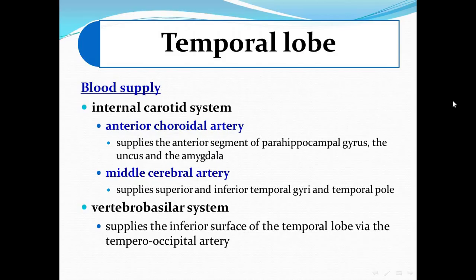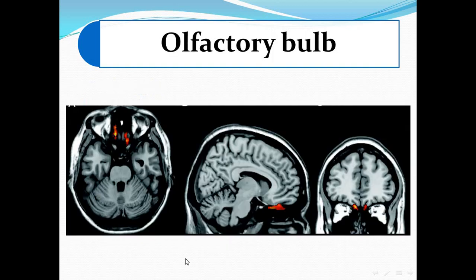The temporal lobe is different from the other three lobes because it's supplied by two cerebral blood supplies, which are the internal carotid artery system and the vertebro-basilar artery system. The internal carotid artery system gives the anterior choroidal artery and the middle cerebral artery, which supply the temporal lobe, and the vertebro-basilar system supplies the inferior surface of the temporal lobe through the temporo-occipital artery.